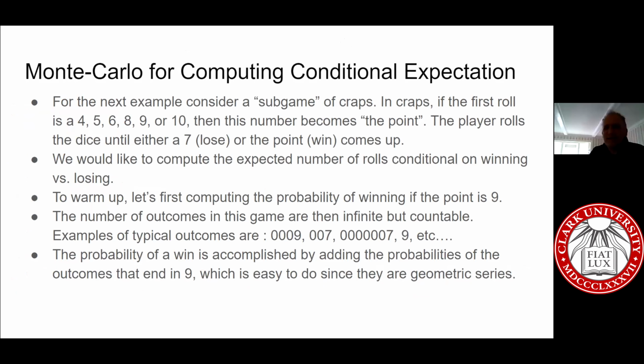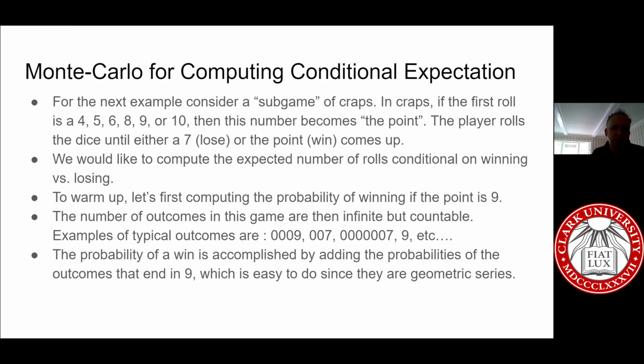So for the next one, think of a game, the sub game of craps. In craps, you roll the dice, and if you get one of these sums on the first roll, this becomes called the point. And then you keep rolling until you either hit the point or a 7. The other rolls on the first roll lead to other outcomes. We won't deal with that. It's not interesting for us as probabilists. So we would like to compute the expected number of rolls conditional on winning versus on losing.